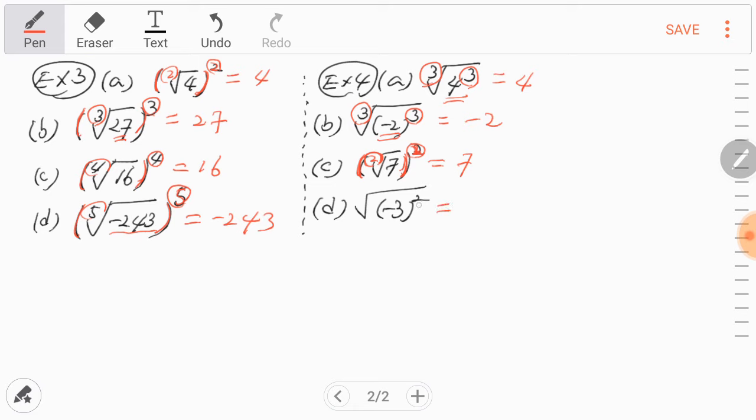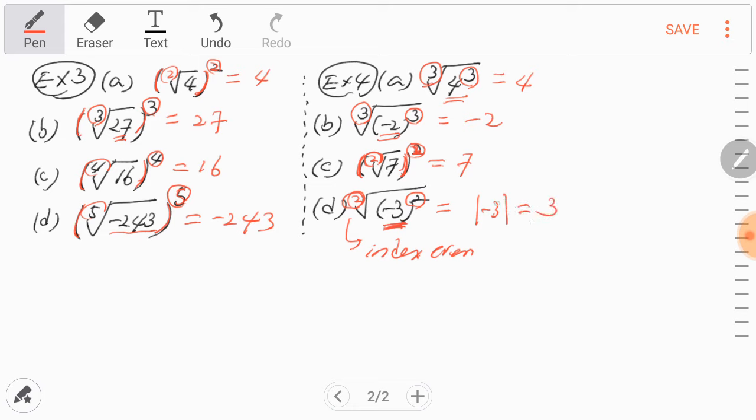Now the radicand is squared, and the index is 2. They're the same. Then what do we do? The index is even. Then what do we do? Take the base out, but make it what? Make it positive. So it becomes 3.